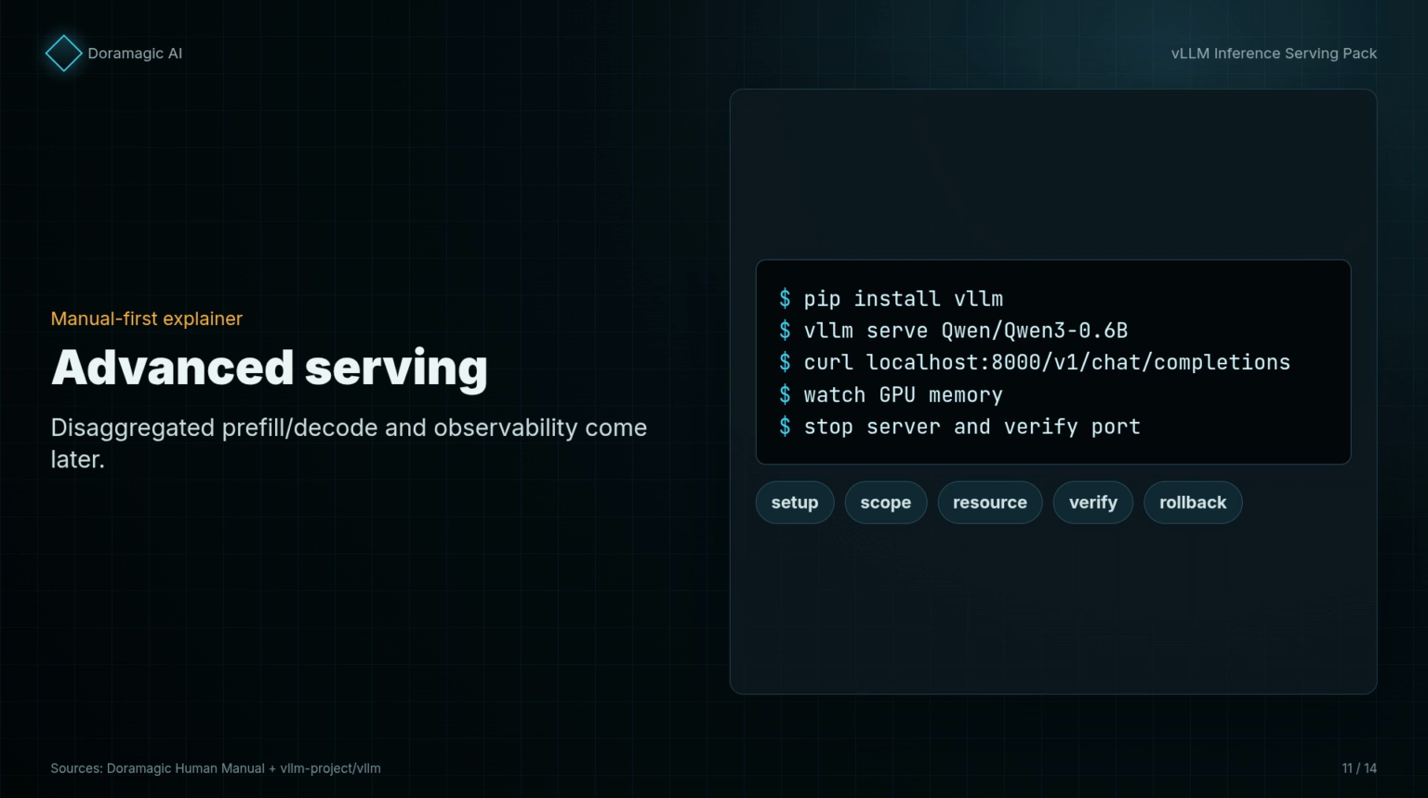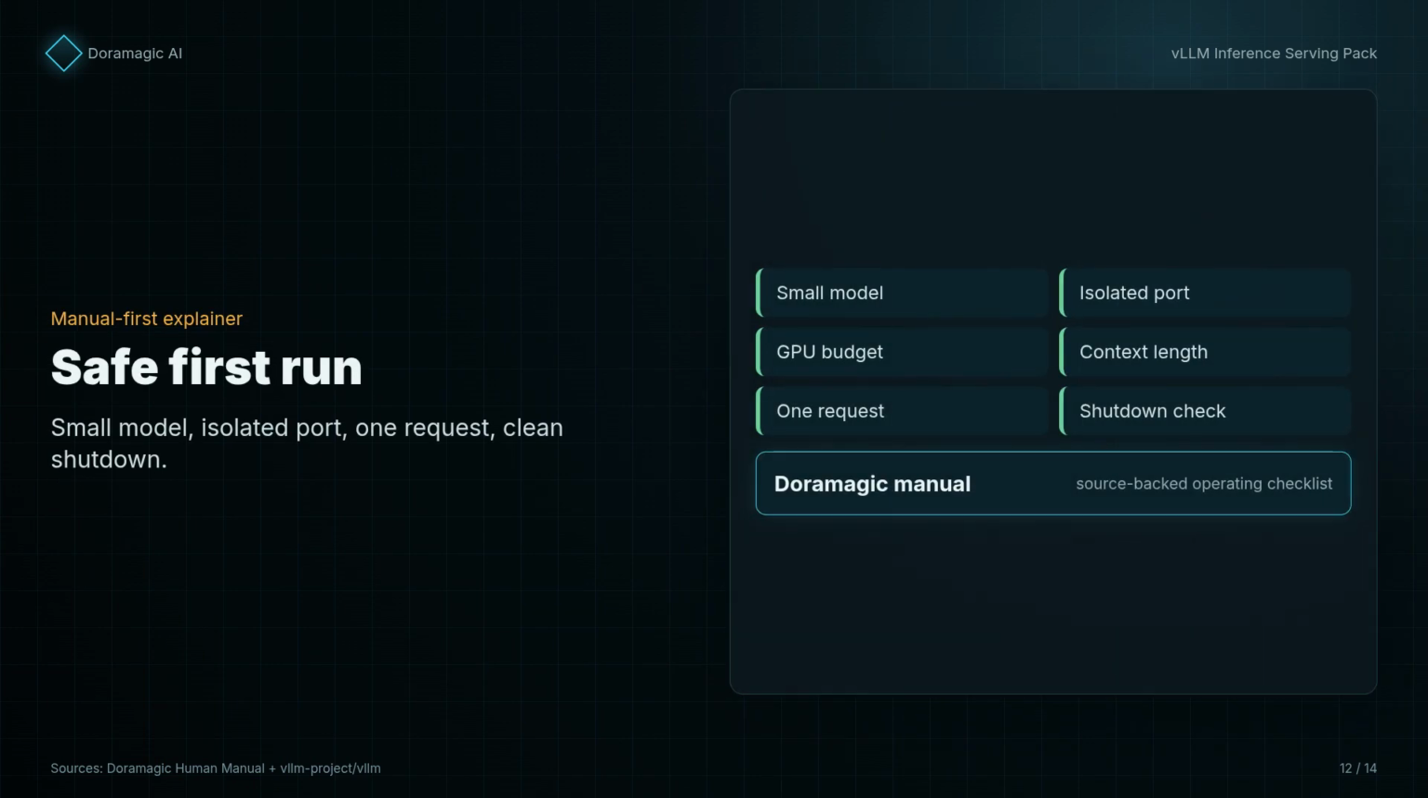My practical verdict: vLLM is worth learning if you need model serving as infrastructure. Use the Doramagic Manual as a checklist. Define the serving mode, resource budget, API contract, observability plan, and rollback path before you put real traffic behind it.